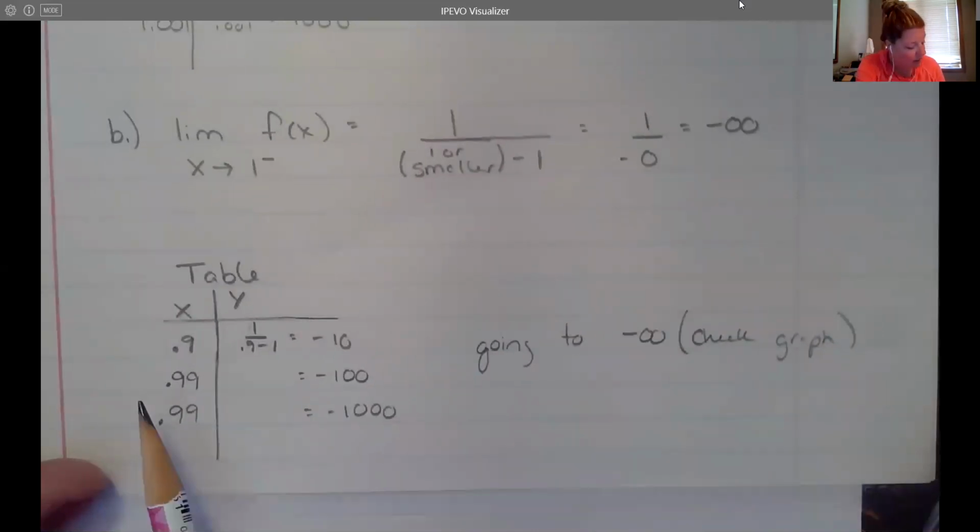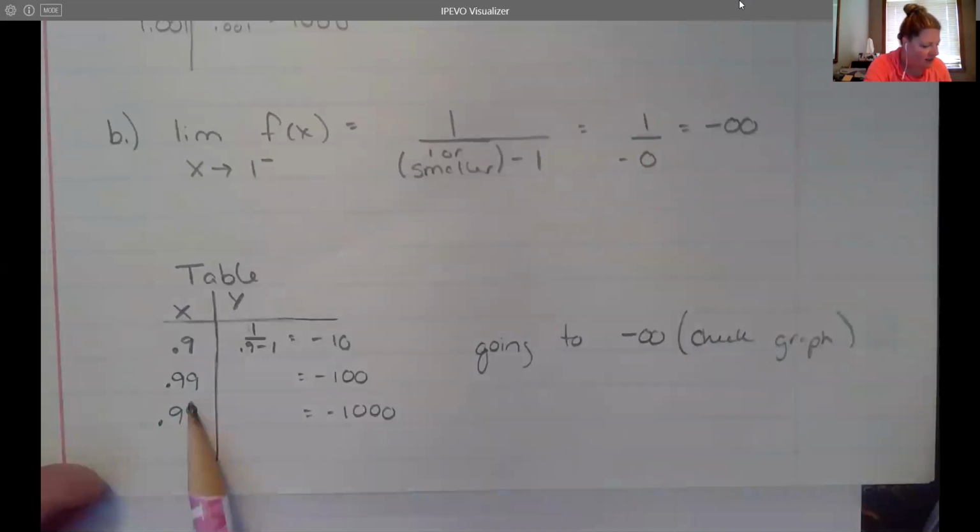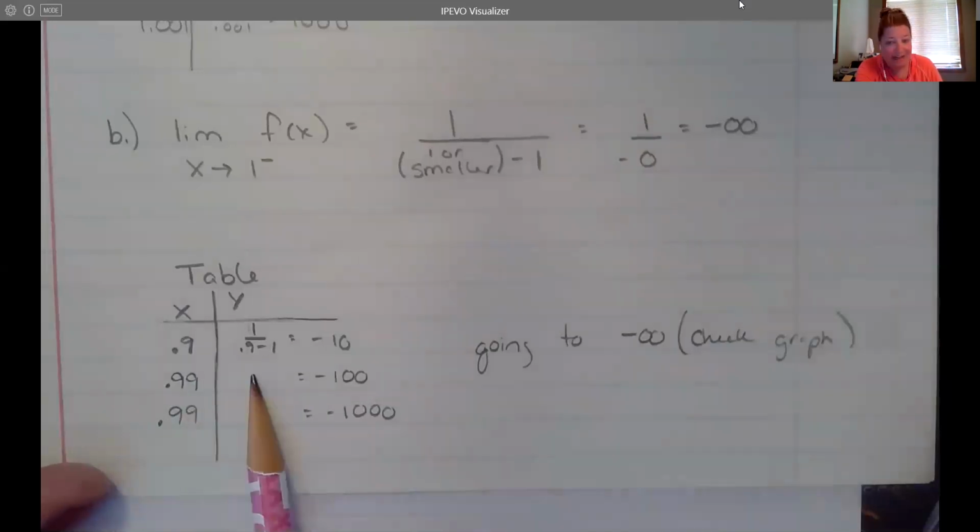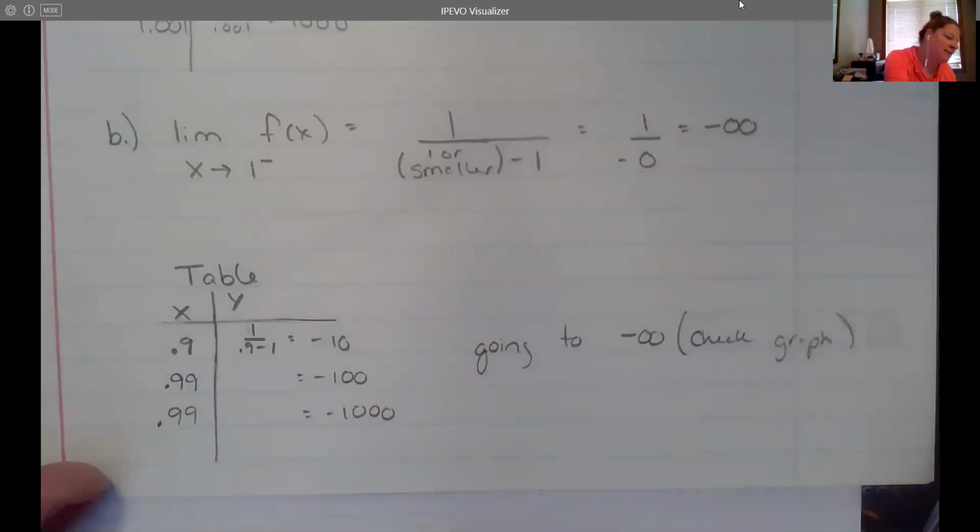We could do our table. So this time we're a little bit on the left. So numbers to the left of 1 would be 0.9, 0.99, 0.999. That should have another 9. Okay, so when we put that in, we're going to get negative 10, negative 100, negative 1,000. So it is going to negative infinity, which we saw from the graph as well. Okay, so the charts are probably the easiest way.